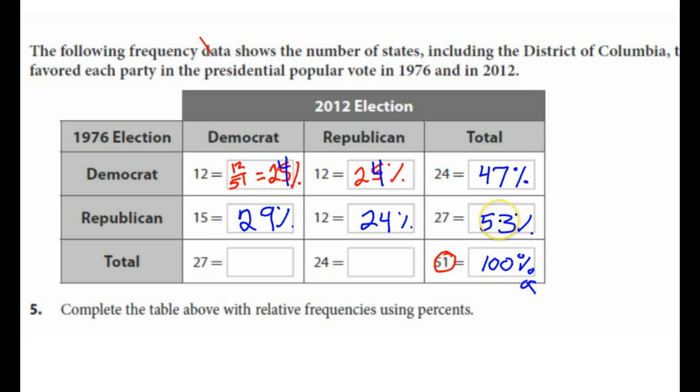That's everybody. Okay. What about these? What do these add up to? 24 and 29, 53. And what do we get here? 24 divided by 51 is 47. And that adds up and equals as well. There we go.